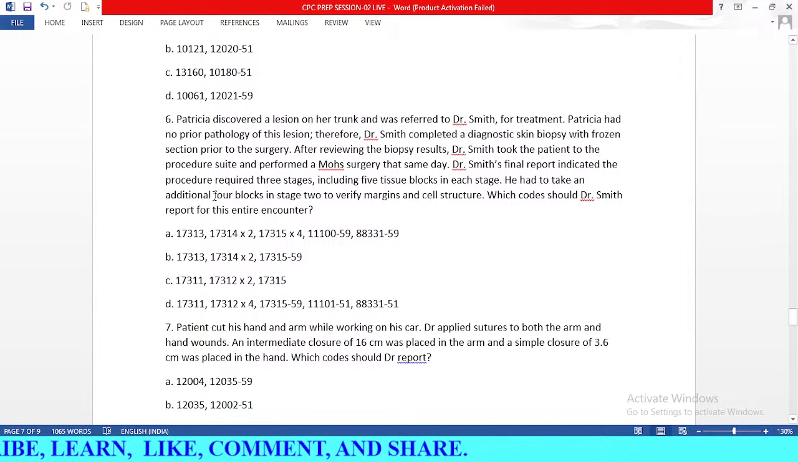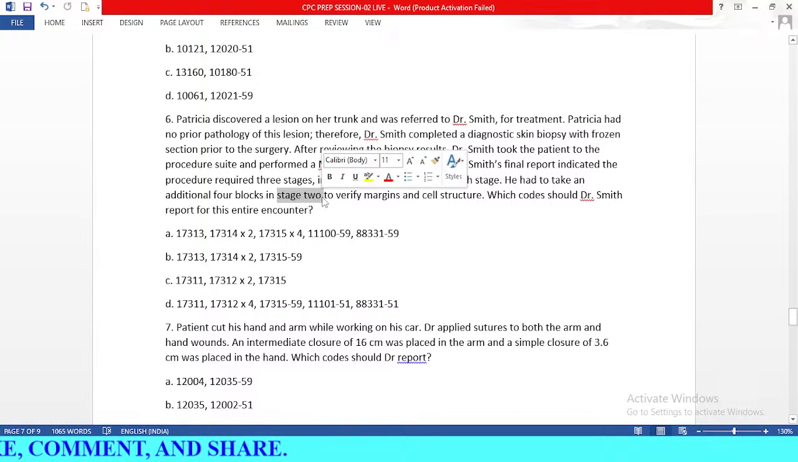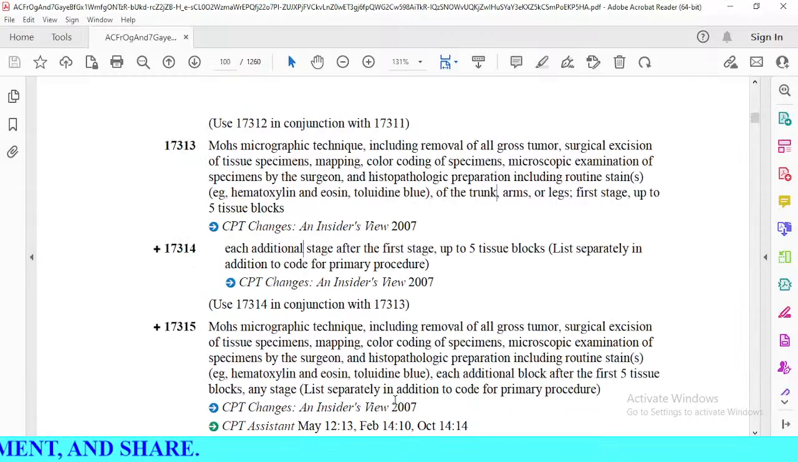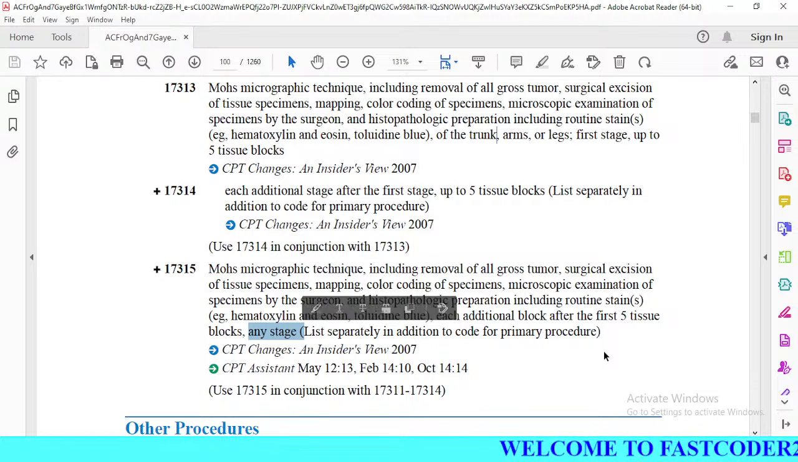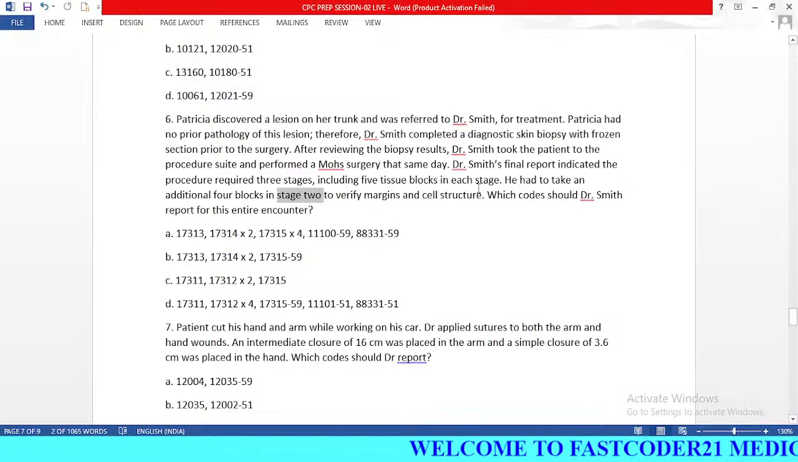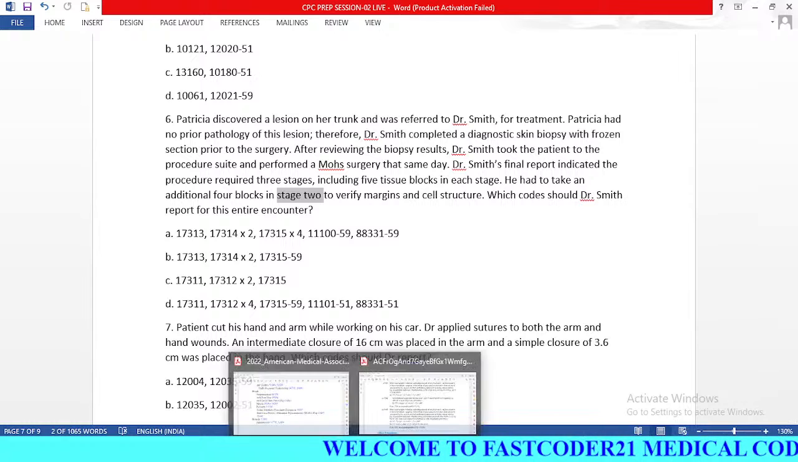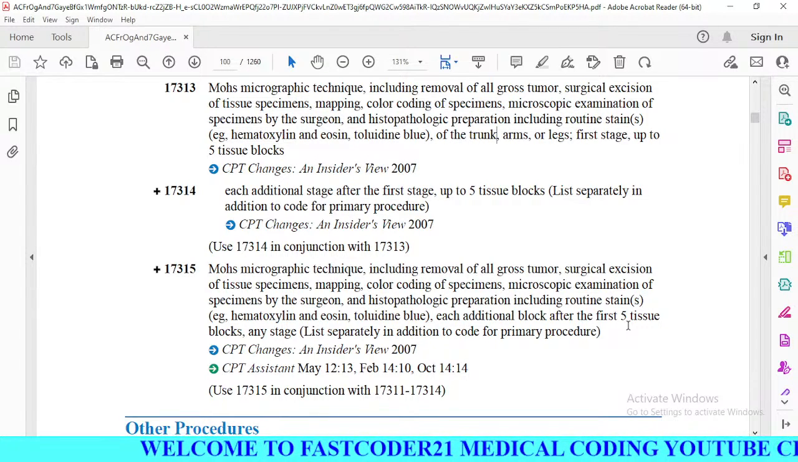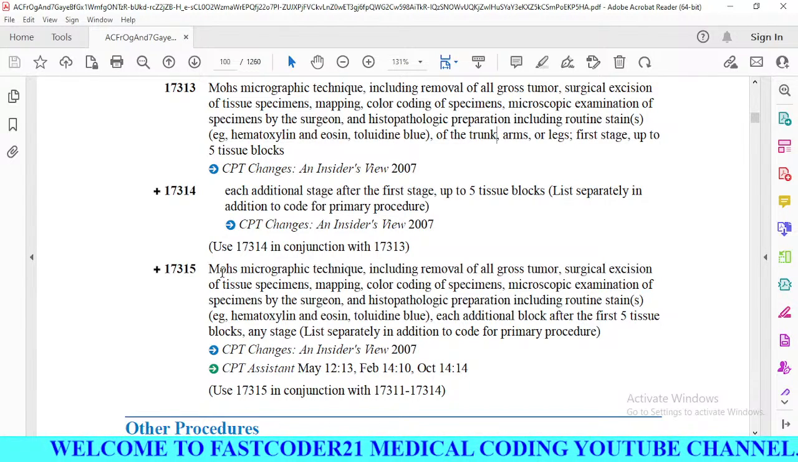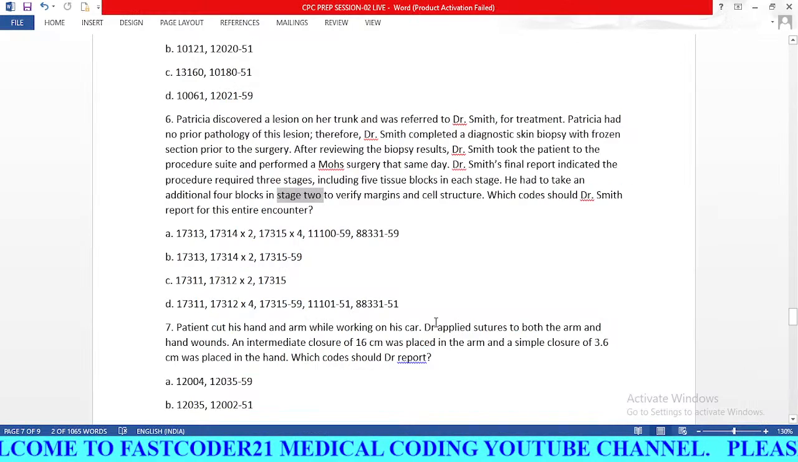And we have one more stage also here. For the additional stage we need to use 17315. See here, any stage after the three stages we need to code with 17315, based on our question, which has 4 blocks. So we need to select 4. Under this, 4 is below 5, so we need to select 17315. I hope you understand now.